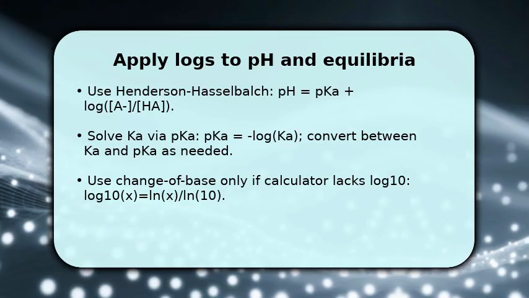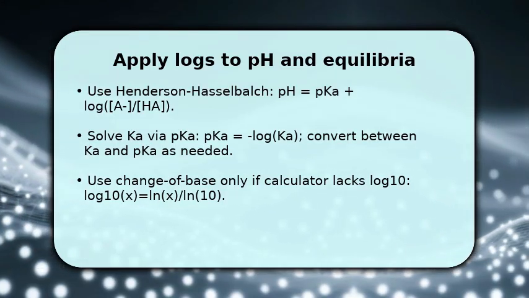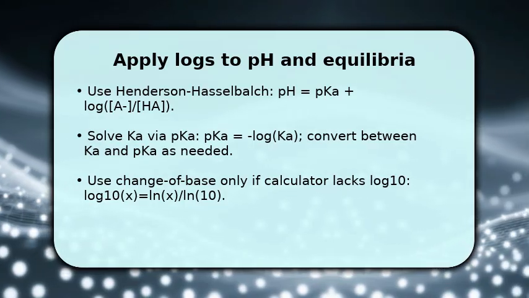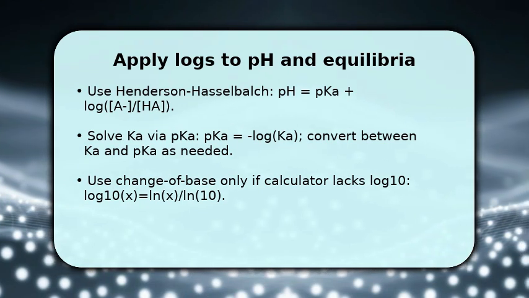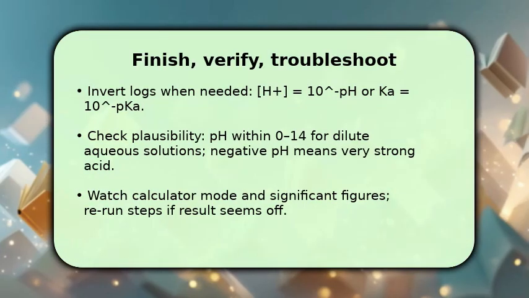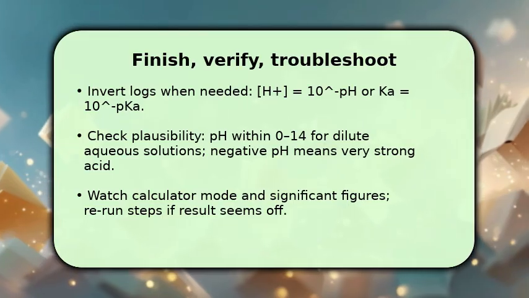Conversely, 10^(-pKa) returns Ka. Once done, use change of base formula only if necessary, and always propagate uncertainties. Because log transforms affect significant figures, you finish by converting back. When you get pH or pKa, use 10 to the negative of that value to recover concentrations or Ka.